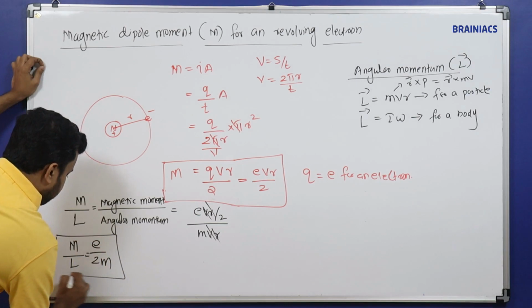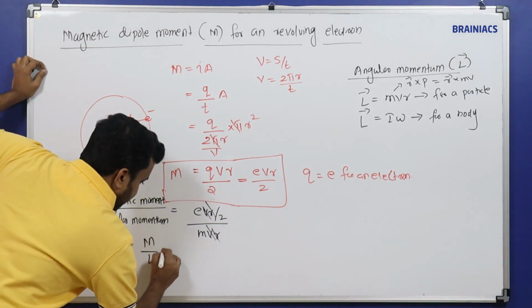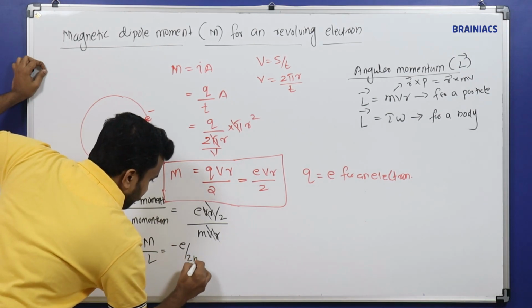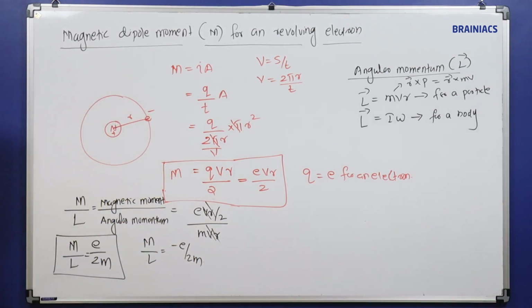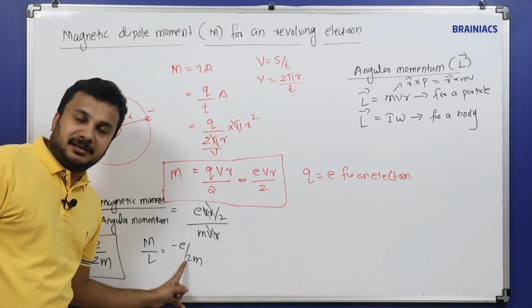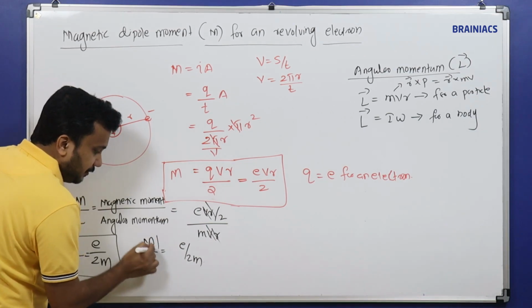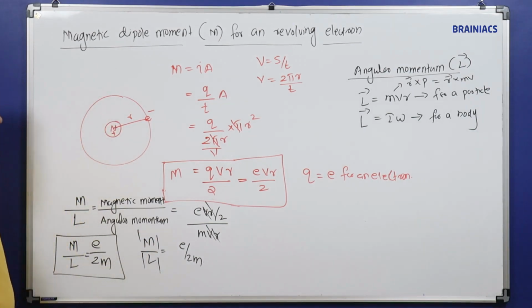E divided by 2m. Some textbooks will write it like this: M will be equal to minus e by 2m. There is nothing wrong with this, because they are giving the electric charge as negative; electrons have a negative charge. To remove this, they will put a magnitude. That is also correct.